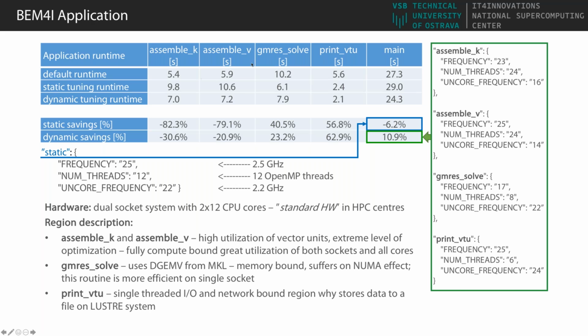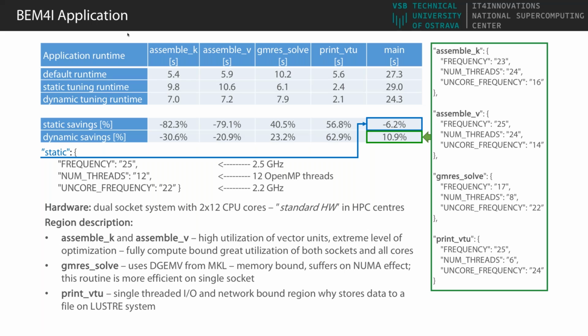So we have 2 regions that are compute bound. Actually, they are very efficiently vectorized. They really are optimized to the core and take full advantage of the AVX units. Then the GMRES solve's key kernel is dense matrix vector multiplication, so this is a memory bound region. And then we have print VTU, which is an IO bound region that saves the data to the hard drive.